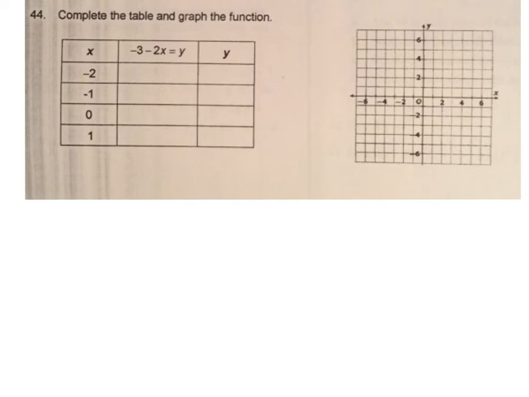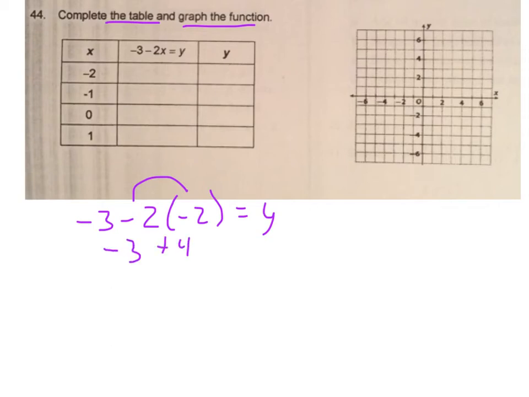Okay, the last problem, number 44. We need to complete the table and graph it. So when you plug in -2, we get -3 minus 2 times the -2, equals y. So -2 times -2 is +4, so -3 plus 4, and that's going to be +1.